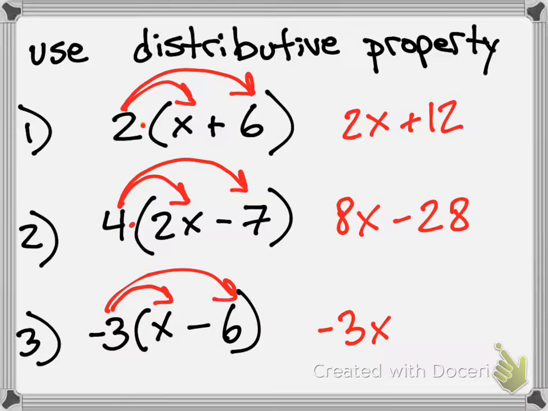Negative 3x minus 18. Do we agree? Yeah. We are almost correct. Who can spot the one problem here? Who can spot it, Jenna? A negative times a negative is a positive. Negative 3 times negative 6 gets us positive 18.